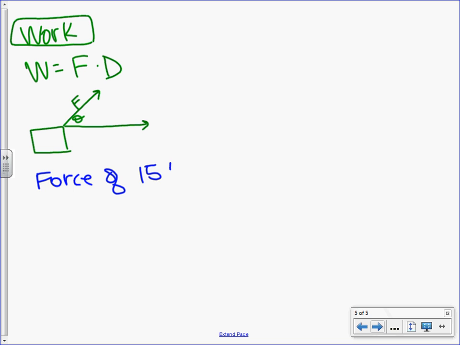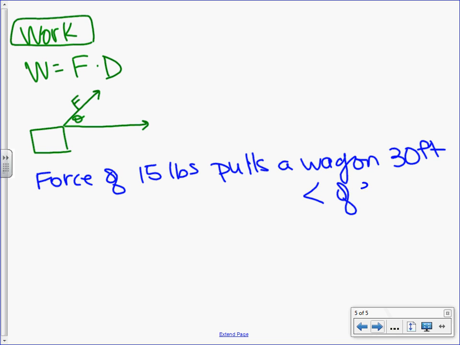A force of 15 pounds pulls a wagon 30 feet at an angle of 30 degrees with the horizontal. Those are my two children in the wagon. Very lovely. Maybe those are their arms holding onto the sides and you can't see their legs because they're sitting down. Okay, that works too.